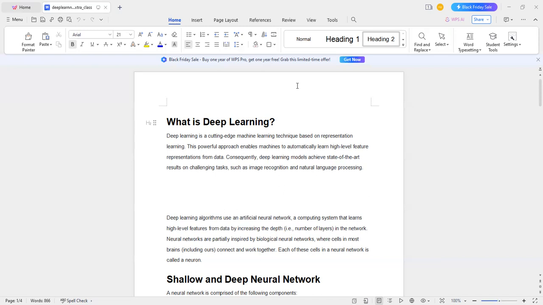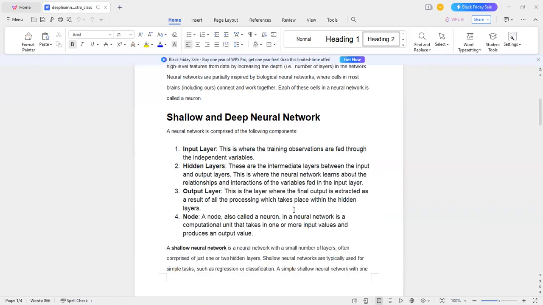Now, neural networks are partially inspired by biological neural networks, right? Where cells in the brain are all connected and they work with each other. Now, these cells in the neural network are known as neurons. In the same way, deep learning machines also have a neural network which consists of neurons.